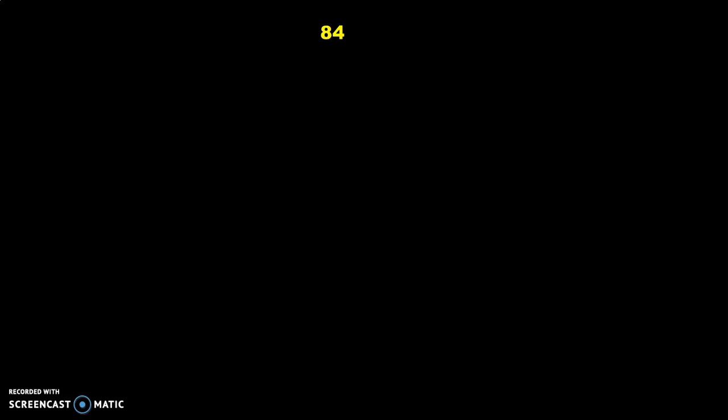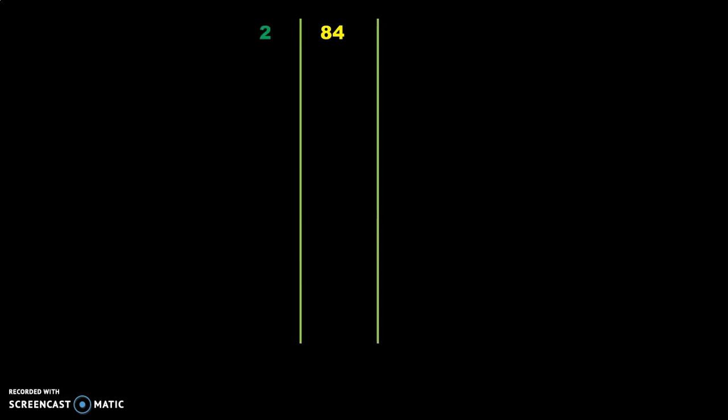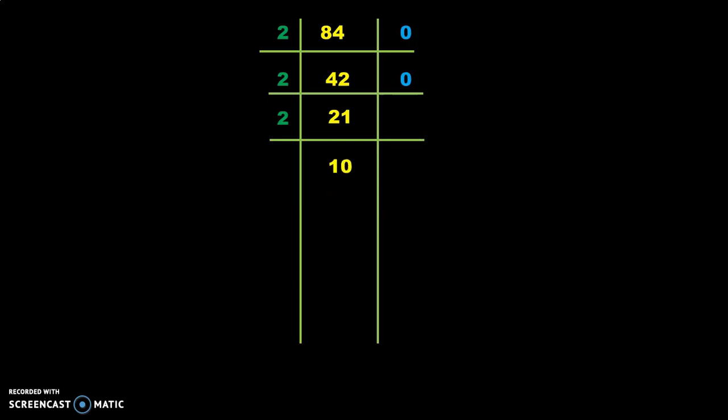Let us take one more example. Suppose we have a decimal value, that is 84. Now let us start dividing 84 by 2. If we divide 84 by 2, then we will be getting 42. A quotient will be 42 and a remainder will be 0. We divide 42 by 2, then we get 21 and again a remainder will be 0. We divide 21 by 2, then we get a quotient 10. 10 multiplied by 2, that is 20. So there will be a remainder 1.